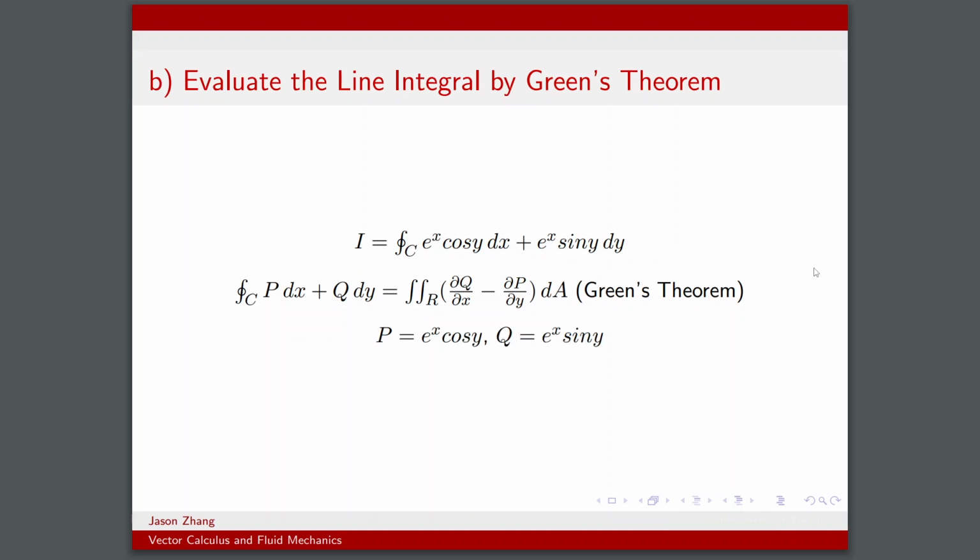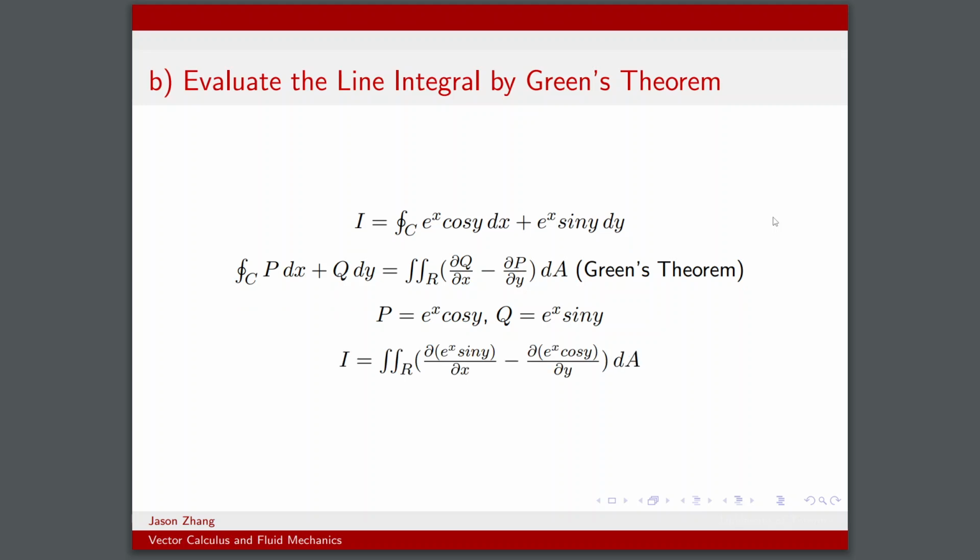And we should notice that in order to find p and q, all we can do is equate the expressions in the original integrand corresponding to p and q. So p in our case is the term multiplying dx, which is e to the x cosine y, and q is the term multiplying dy, which is e to the x sine y. So we can rewrite our integral using Green's theorem, replacing the closed loop integral with the 2D surface integral.